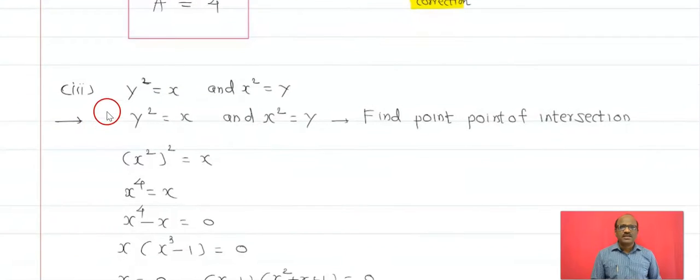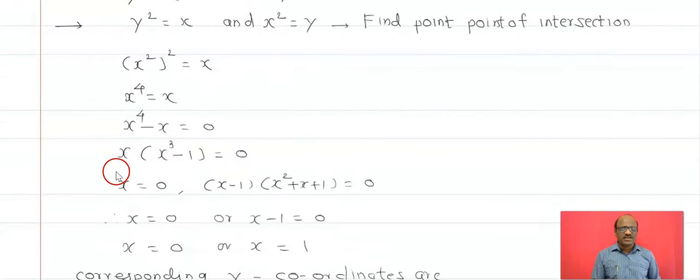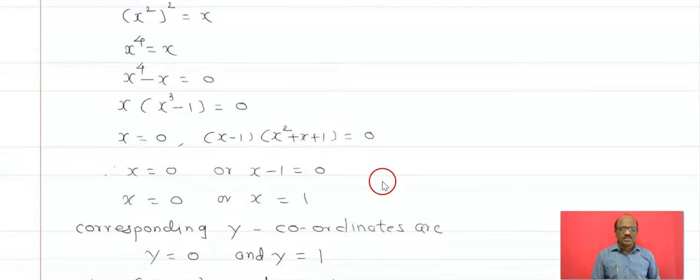Now the next is y squared equals x and x squared equals y. Find the point of intersection again. Now substitute the value of y here from the second parabola. What's the value of y? y is x squared. Substitute here y, that is (x squared) whole squared equals x. x raised to 4 minus x. Again take x as common, then in bracket you will get x cube minus 1 equals 0. x equals 0, x minus 1 in first bracket, second bracket x squared plus x plus 1, equals 0. We'll consider only the real factors, that is x equals 0 and x minus 1 equals 0.